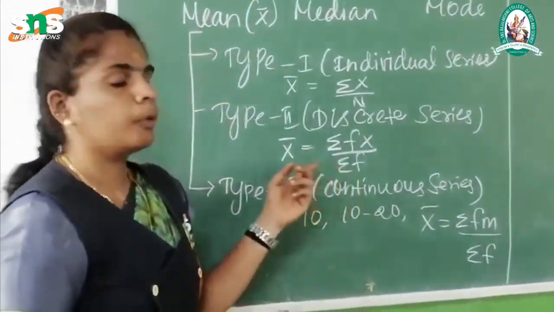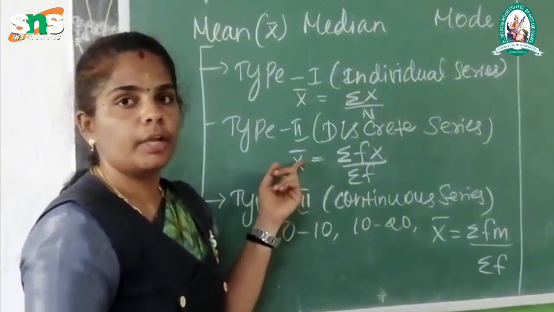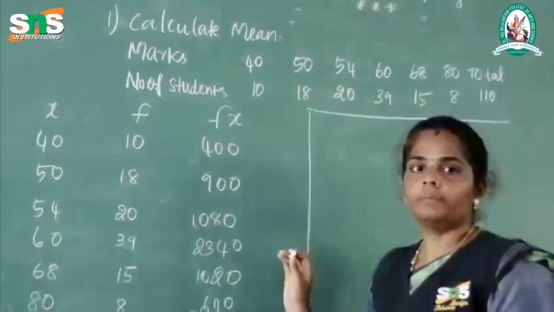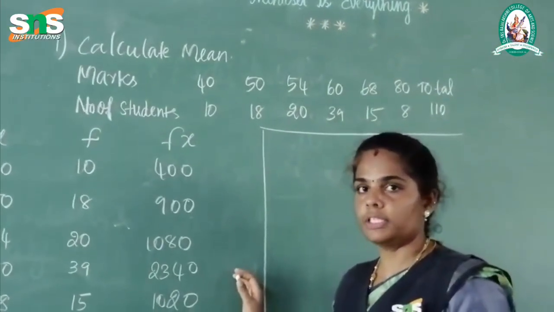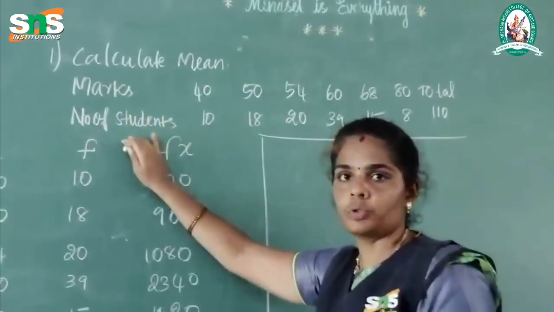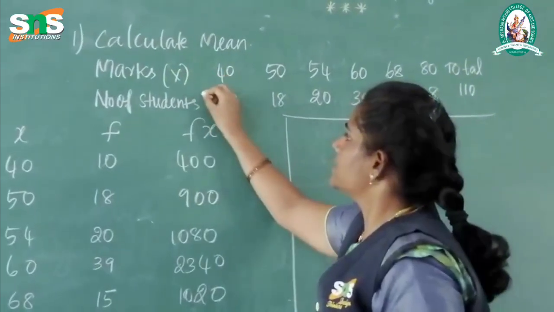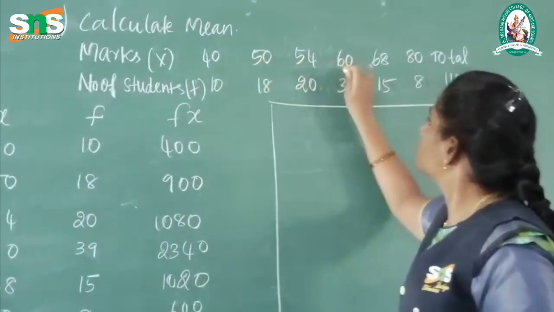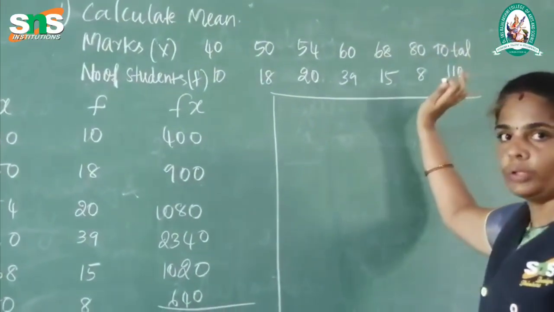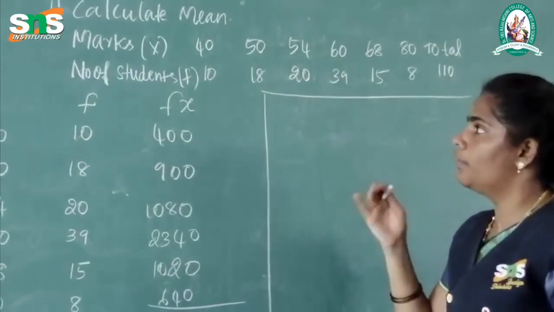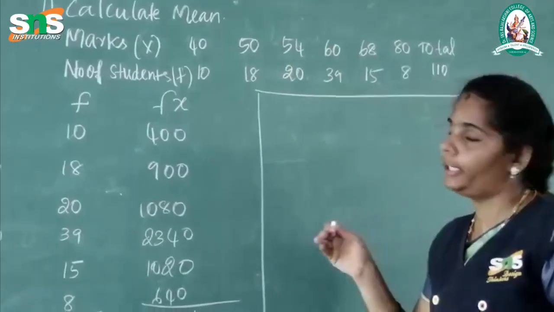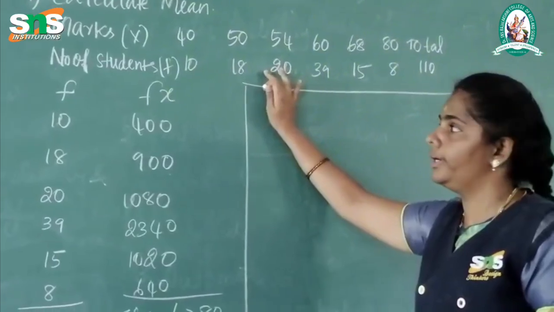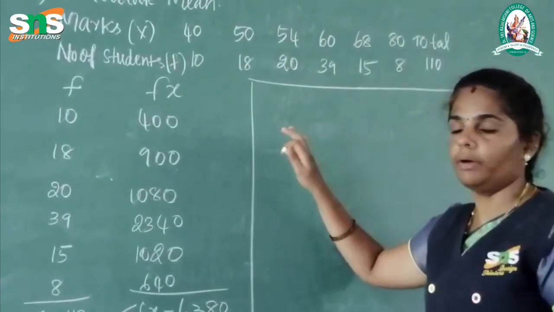Now we are going to see a problem using type 2 discrete series to find the arithmetic mean. Here we are going to calculate the mean for this data. My data is marks and the number of students. Mark is denoted as x and the number of students is denoted as f. My data are 40, 50, 54, 60, 68, 80 and their frequencies are given. Mark 40 is got by 10 students and mark 50 is got by 18 students. This is how the frequency is given in our problem itself.